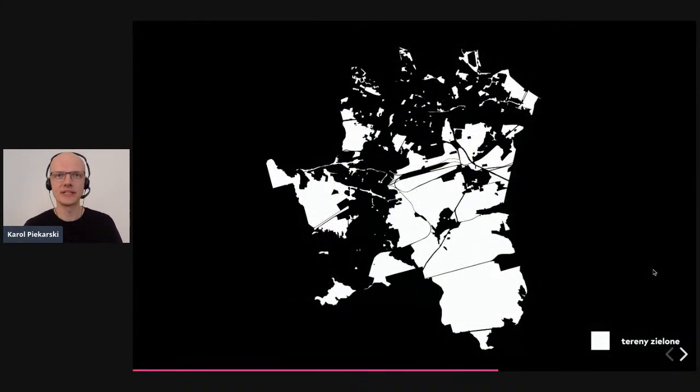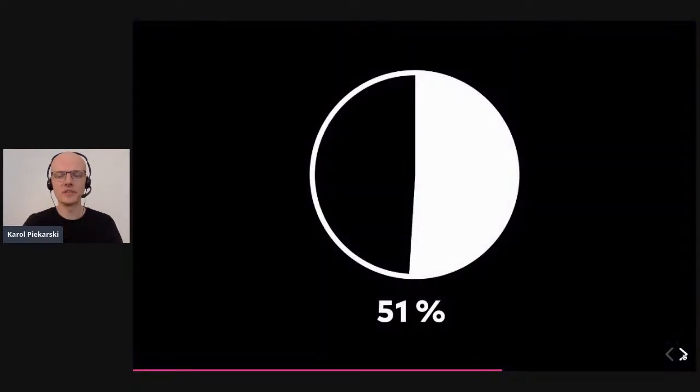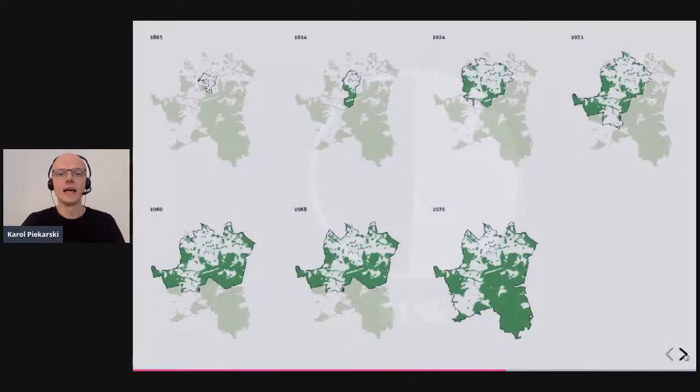Okay, so you can see here that all those areas are actually greenery, publicly accessible greenery. This is a big forest that is in the southern part of the city. And what we discovered is that half of the area of the city is covered with greenery, so it's quite nice.